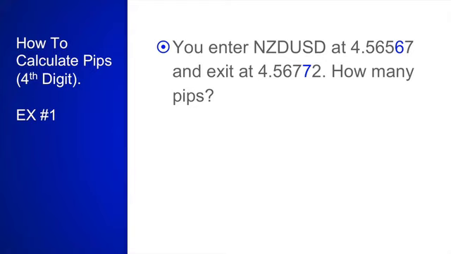How do you actually calculate them? Remember, the pip is the fourth digit. So here's an example. Here's a scenario. You enter NZDUSD at 0.56567 and exit at 0.56772. How many pips did you gain or lose?